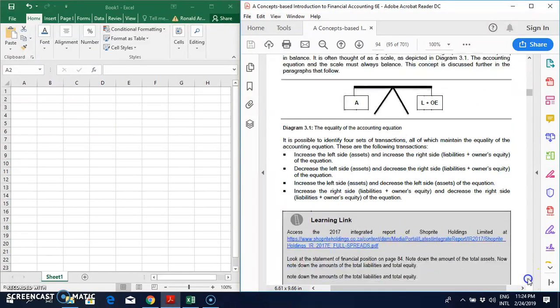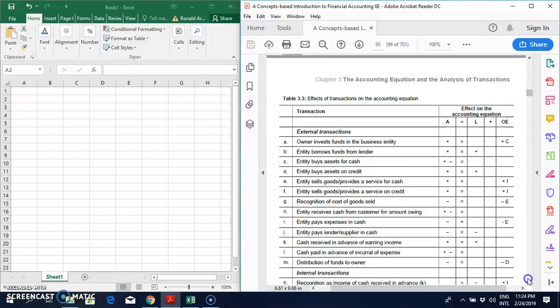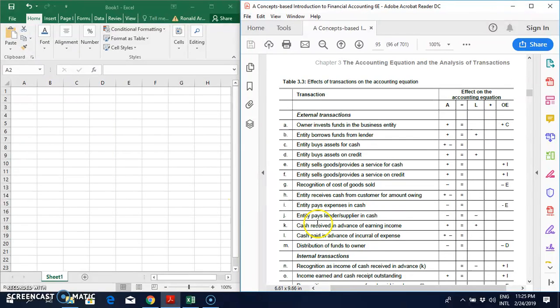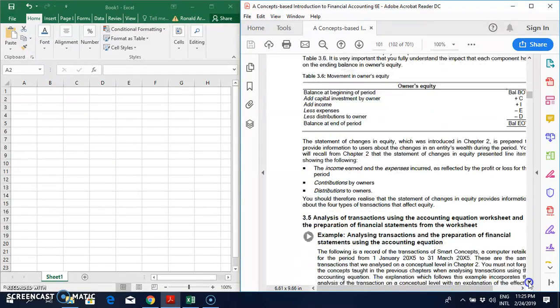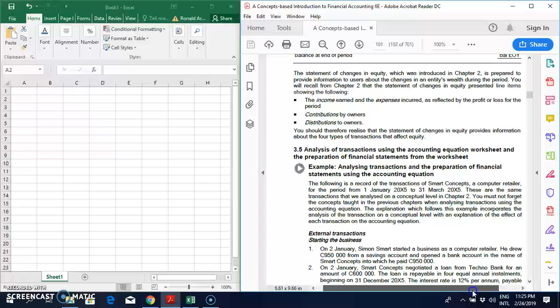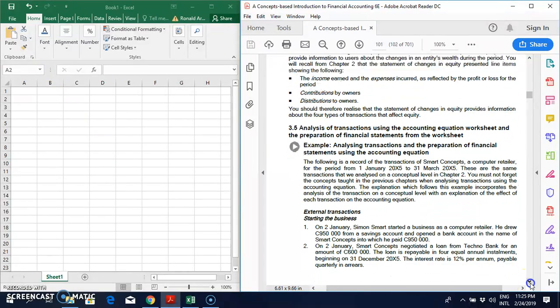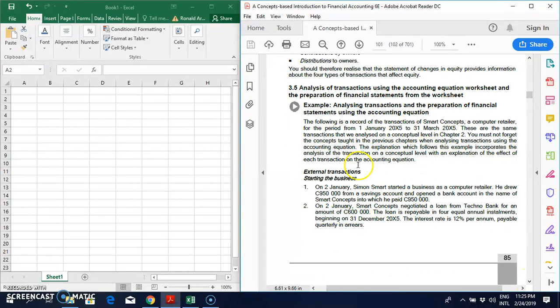If we look on page 79, it gives us a list of transactions and what the effect will be on the accounting equation. So we're going to use this when going through the exercise on page 85. So we have the Smart Concepts exercise on page 85 of the textbook, and we'll be working through these transactions. When we're analyzing transactions, we follow the following steps.